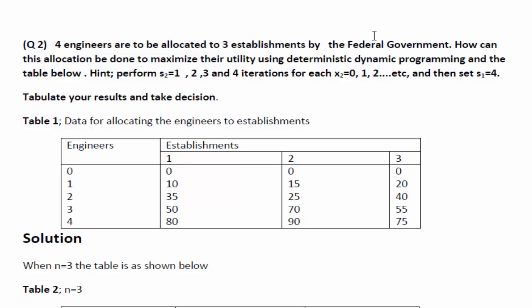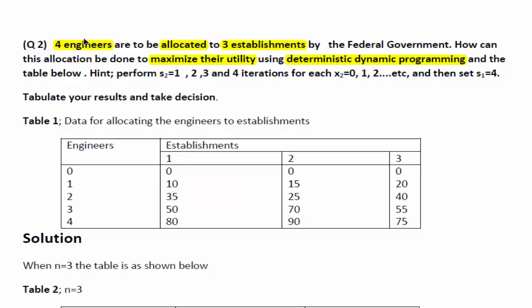Now, 4 engineers are to be allocated to 3 establishments by the federal government. How can this allocation be done to maximize their utility using the deterministic dynamic program? And the table below hints.